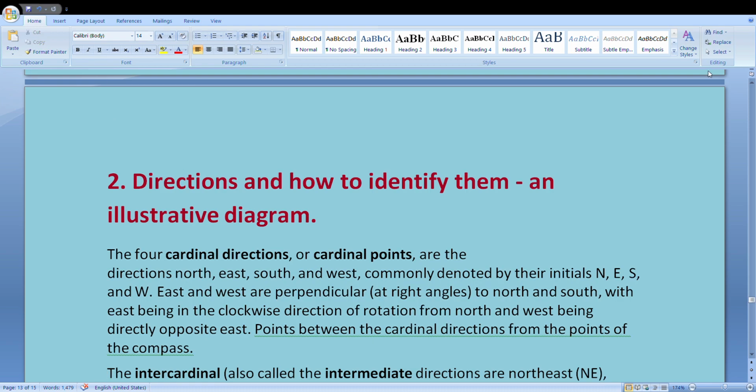So the second choice that you have is directions and how to identify them. Now this topic is really very easy and I want you all to pick this topic to make a project file. By now you should be knowing that there are four cardinal directions. Cardinal directions are those directions which are used in map making and also for the movement for GPS.